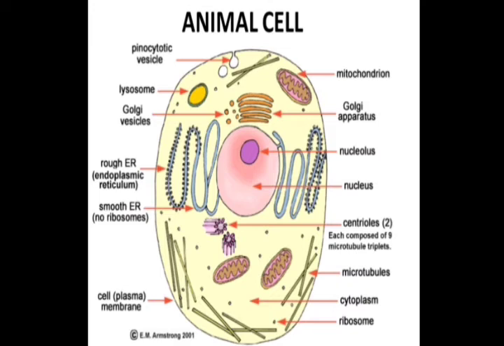Now we should also know about lysosome and centrosome. These are the cell organelles present in animal cell. Lysosome contains waste in it. When it bursts, it digests the whole cell. That's why it is also called the suicide bag of the cell.